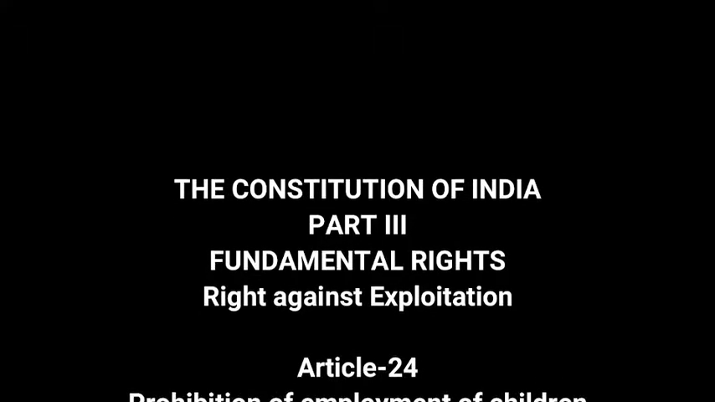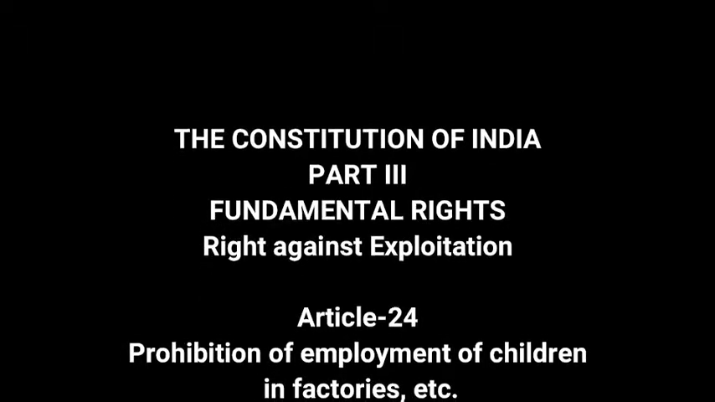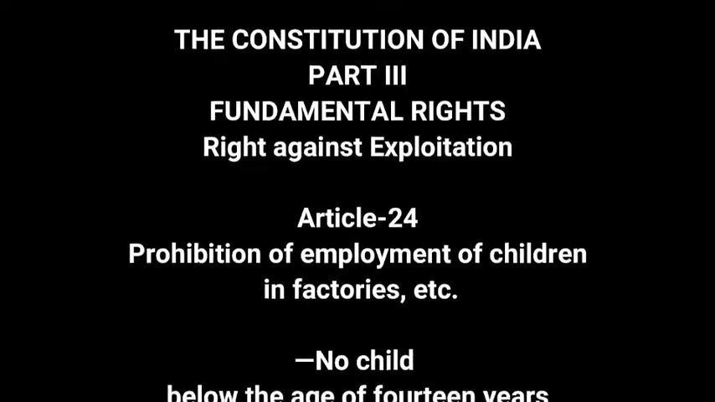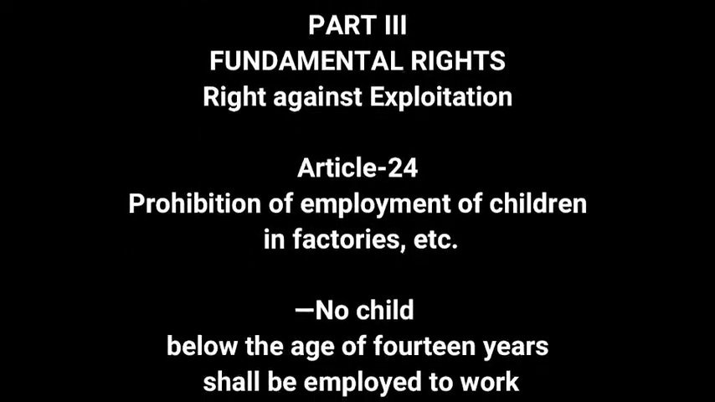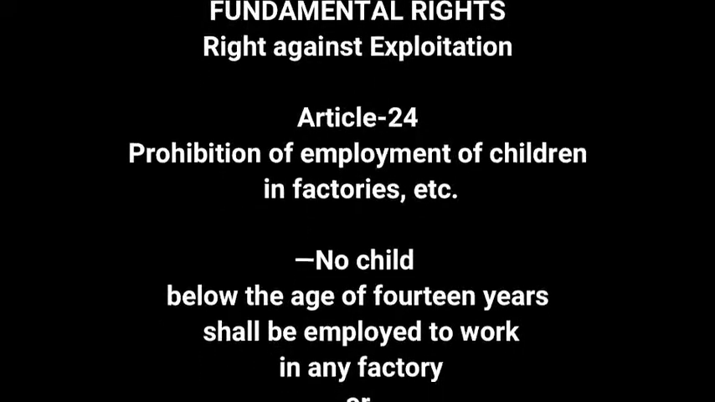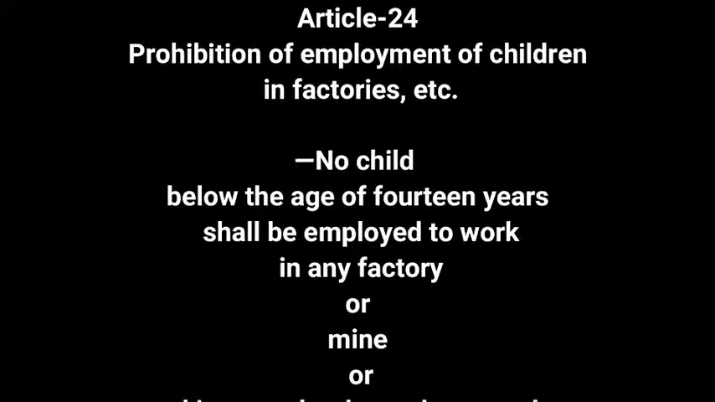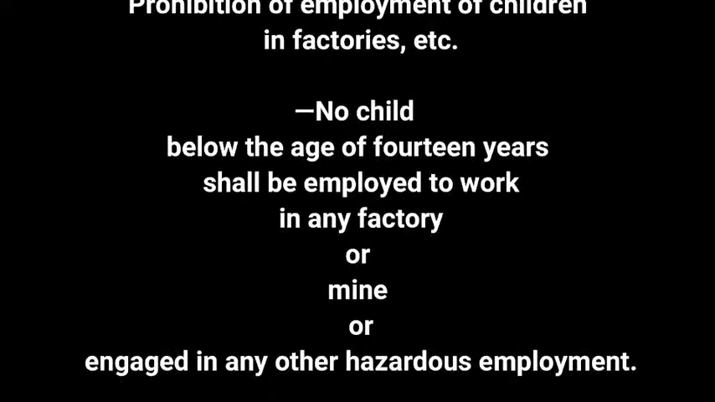The Constitution of India. Part 3. Fundamental Rights. Right against exploitation. Article 24. Prohibition of employment of children in factories, etc. No child below the age of 14 years shall be employed to work in any factory or mine, or engaged in any other hazardous employment.